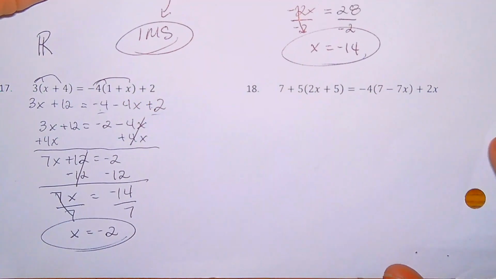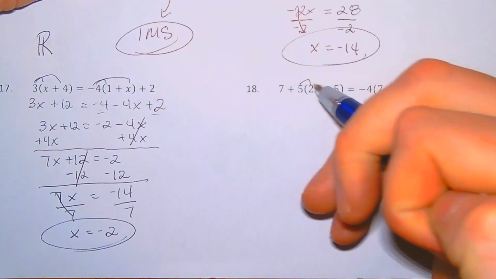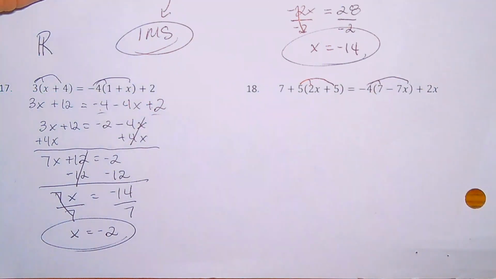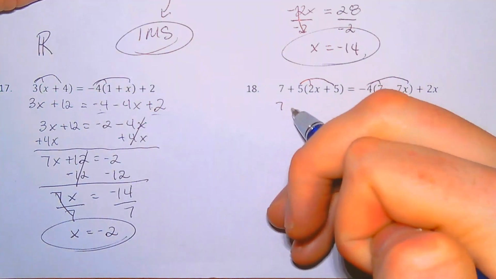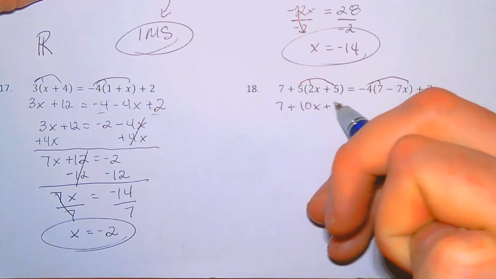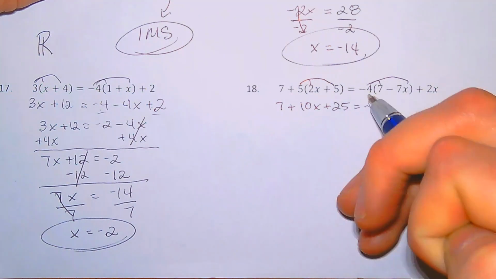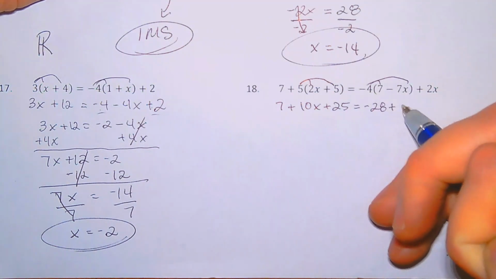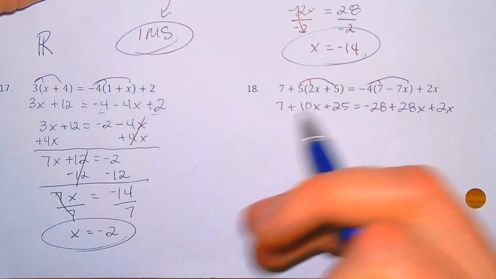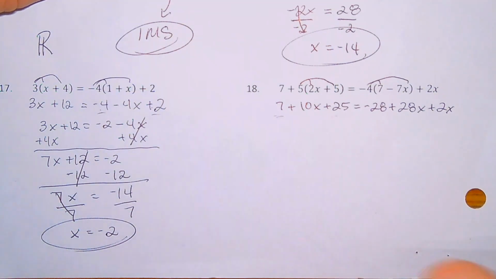Okay. Last one. Get rid of your parentheses first. Always want to do that. End up with 7 plus 5 times 2 is 10x, 5 times 5 is 25, equals negative 4 times 7, which is negative 28. Negative 4 times a negative 7, which is a positive 28x plus 2x. So we have to simplify both sides here. We have a 7 and a 25 on this side. I want to take care of those and get them into one term.